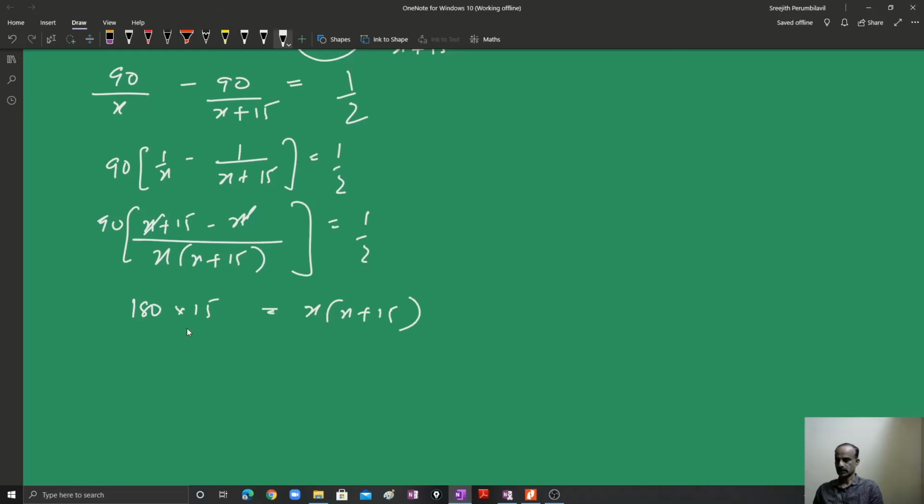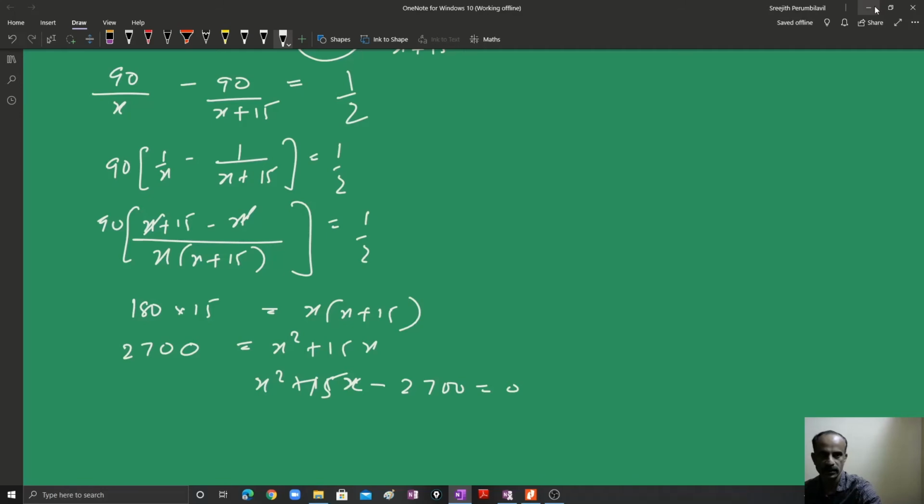So you will be getting 2700 equal to x square plus 15x. So it will be x square plus 15x minus 2700 equal to 0. You solve on your own, or you can factorize it. It's not easy to factorize, but we can try, maybe 15 and 45 and 60 or something like that. So just try using the quadratic formula.